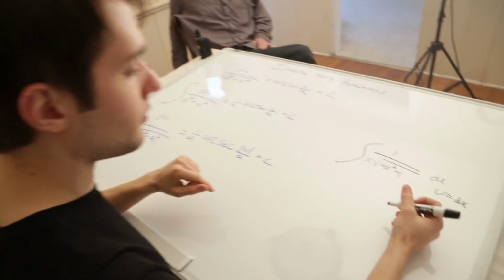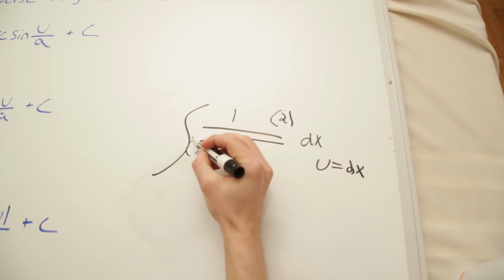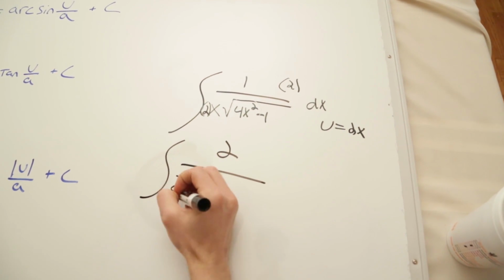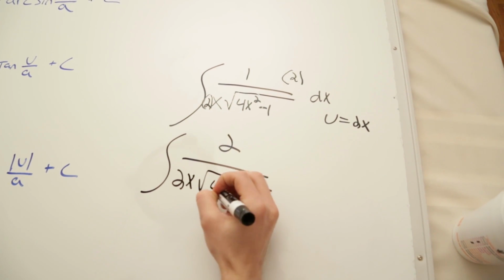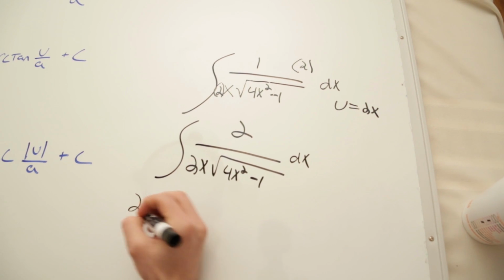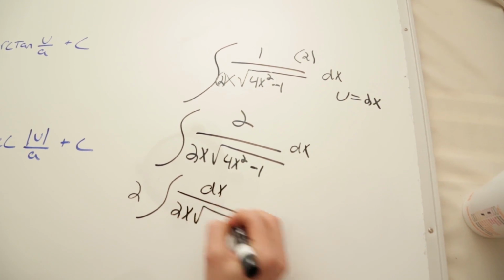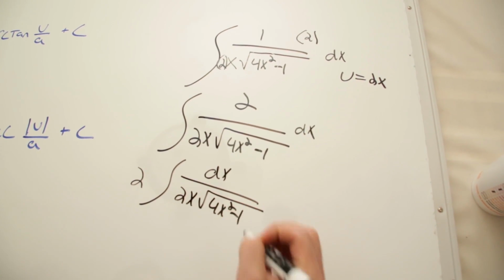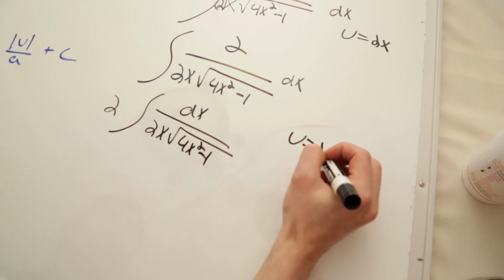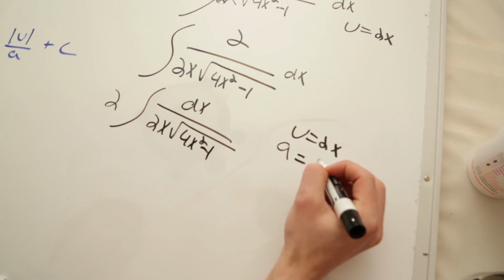So if we do the top by 2 and the bottom by 2, we can rewrite this as 2 over 2x times root 4x squared minus 1 dx. Then we can pop that 2 out and just say dx over 2x times root 4x squared minus 1. So now that we have it in our proper format, we're going to set our u equal to 2x, which makes our a value equal to just 1.